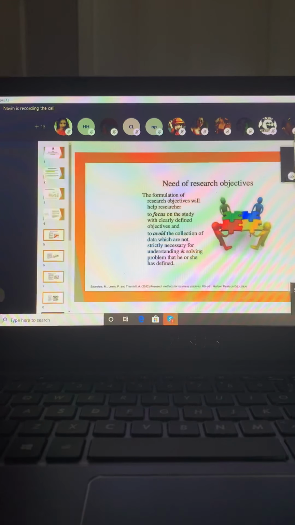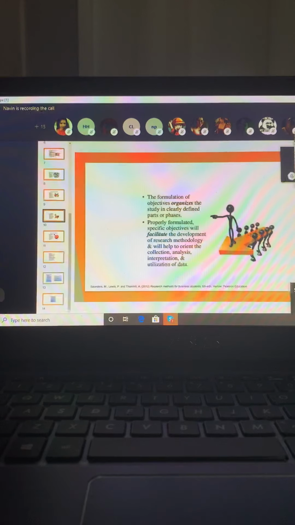The next one is the need of research objective. As I already mentioned, we do a research objective because people want to know clearly what you are doing. I repeat, people want to know clearly why you are doing the research. Everyone does research for a purpose, right? So we want to know what your purpose of doing that research is.